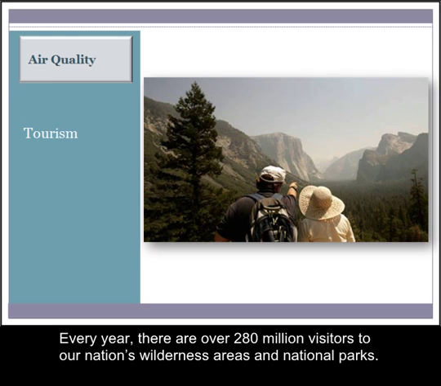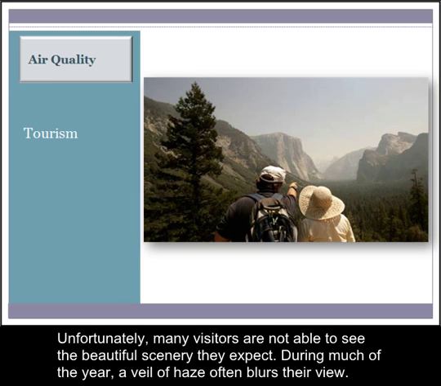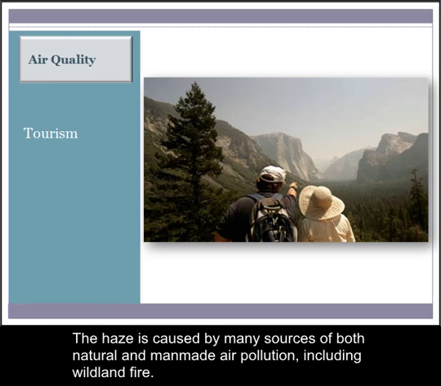Every year, there are over 280 million visitors to our nation's wilderness areas and national parks. Congress has set these special places aside for the enjoyment of all that seek spectacular and inspiring vistas. Unfortunately, many visitors are not able to see the beautiful scenery they expect. During much of the year, a veil of haze often blurs their view. The haze is caused by many sources of both natural and man-made air pollution, including wildland fire.